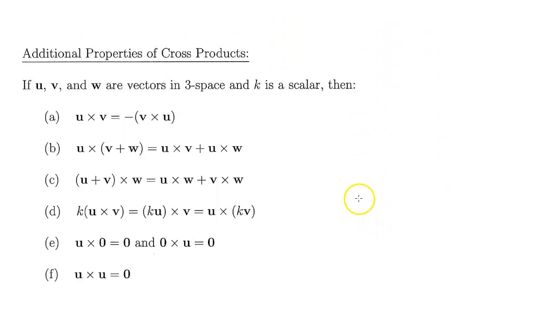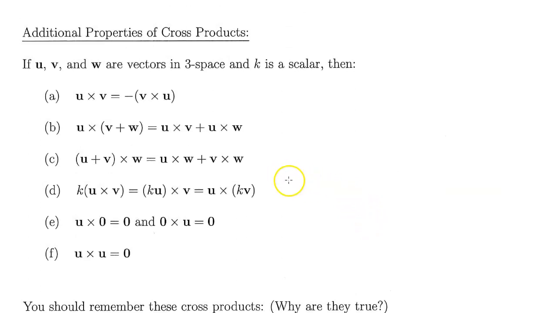Okay, a few additional properties, and you can kind of check these for yourselves. Some of these are a little more tedious than others to check. But if u, v, and w are vectors in 3 space and k is a scalar, then the first one we've already mentioned, v cross u is the negative of u cross v. But we also have a type of distributive property. U cross v plus w ends up equaling u cross v plus u cross w. Okay, so you kind of distribute the u there. We also have a distributive property on the other side. U plus v cross w is u cross w plus v cross w.